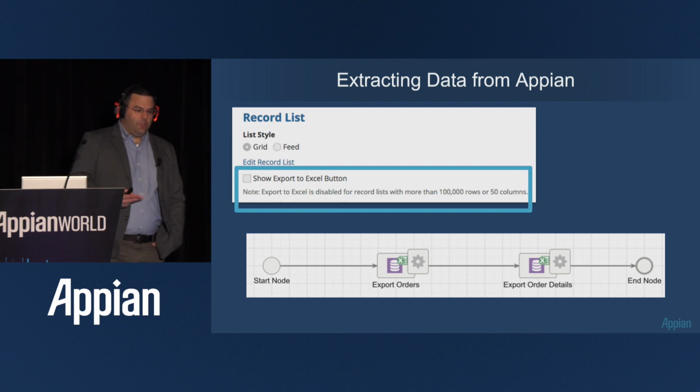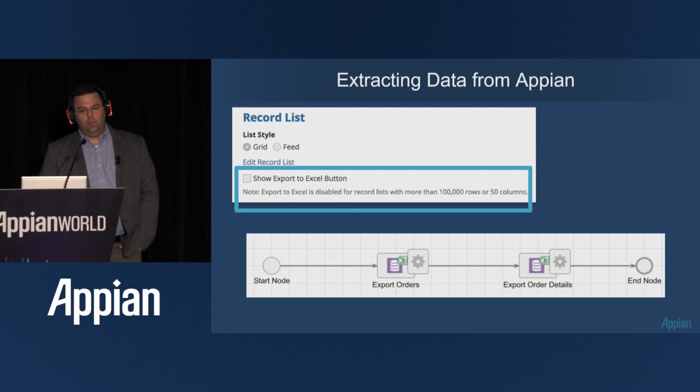We have it in two different places. One is on every record list. You can check a box, and if you do that, all users can download the data just kind of at once without you having to do a lot of work and without a threat to the system, because we stream the data rather than do it in one big batch.